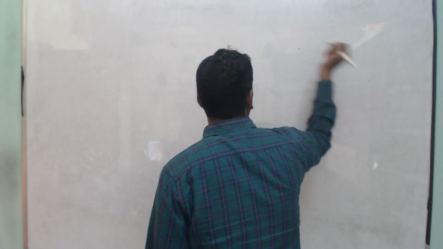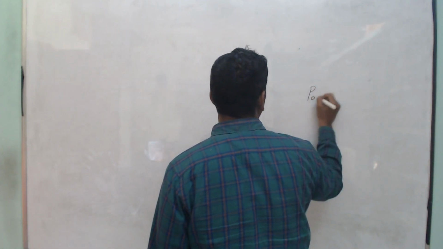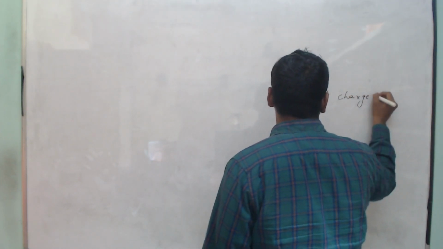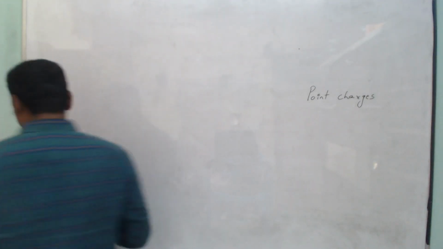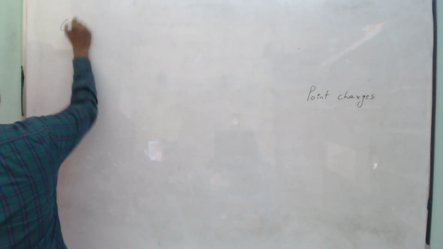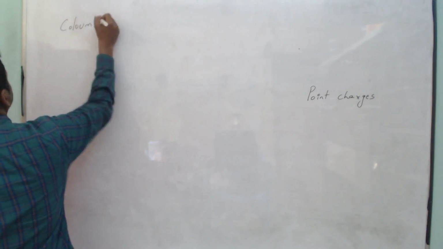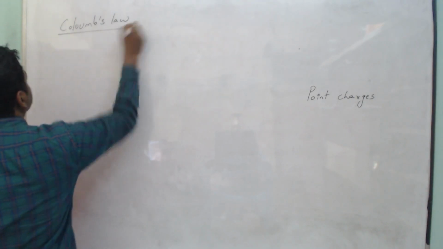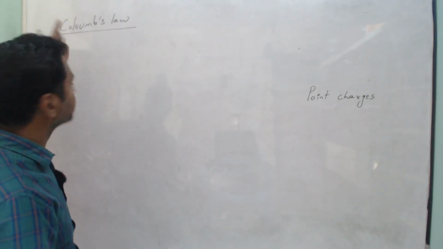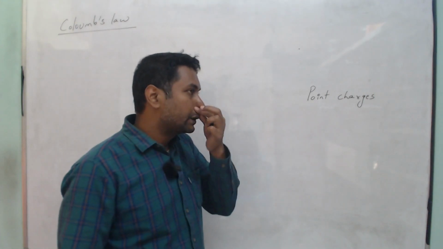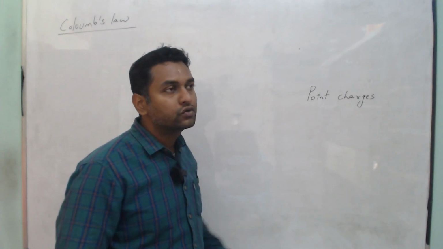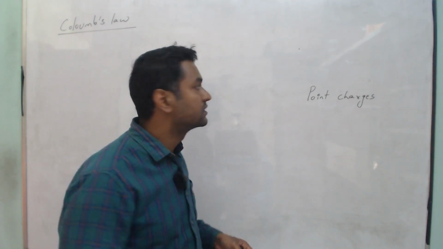So we start off first with point charges. Coulomb's law is the beginning, at least from where we start off. I wrote the spelling wrong, I think there is no O over here, probably. It starts off with point charges, and then we go into distribution of charges.